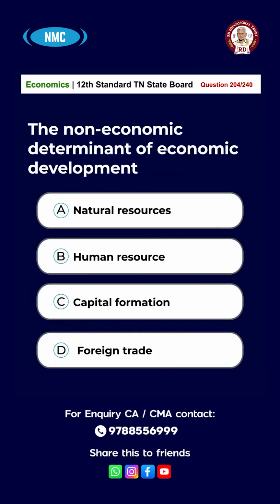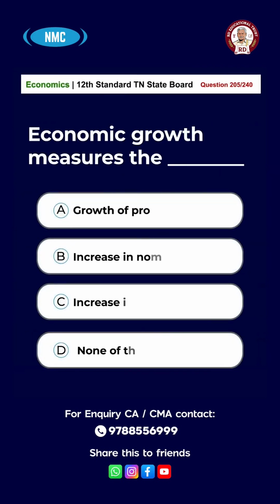Question number 204. The non-economic determinant of economic development. A. Natural resource. B. Human resource. C. Capital formation. D. Foreign trade. The answer is option B. Human resource.